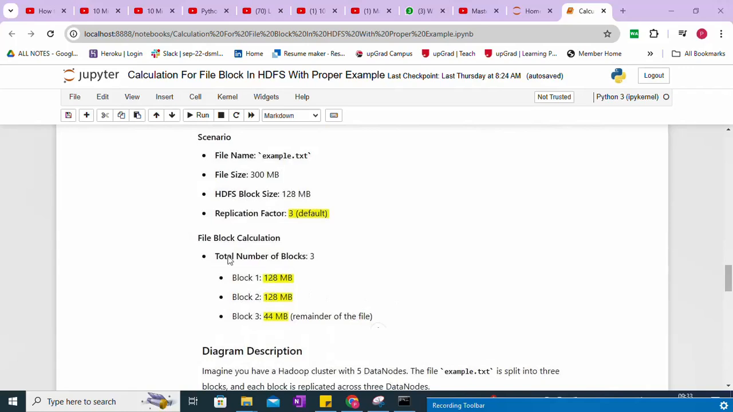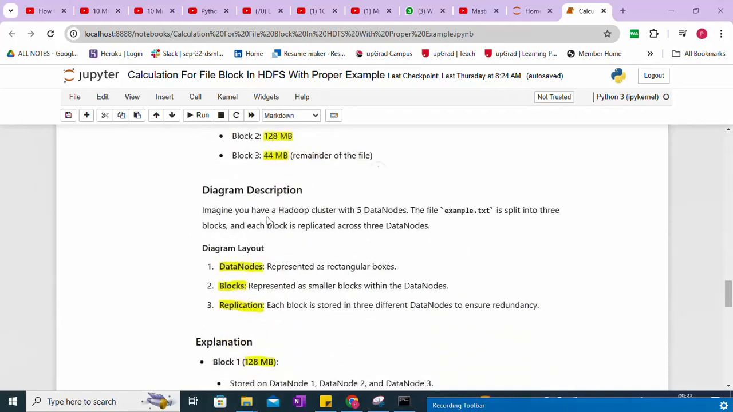Now, file block calculation: the total number of blocks will be 3. We have seen already, right? 300 divided by 128, so around 3 blocks will be created. Block 1 will be 128 MB, block 2 will be 128 MB, block 3 will be less than 128 MB. Why? Because 128 plus 128, whatever comes, if I subtract from 300, that is coming around 44. Okay.